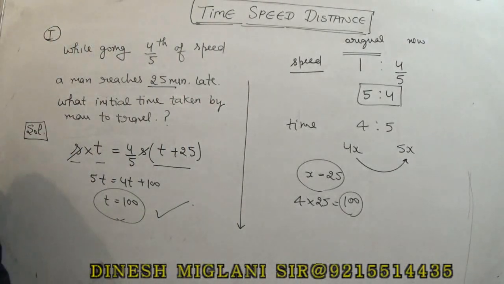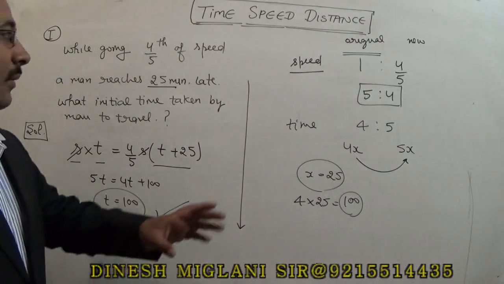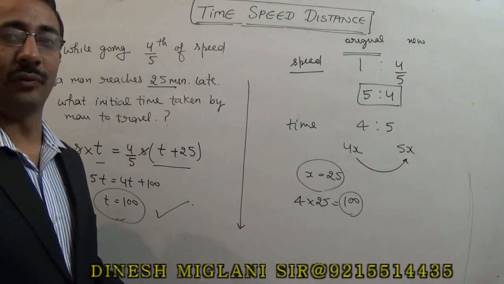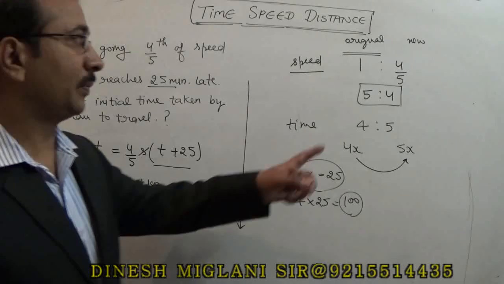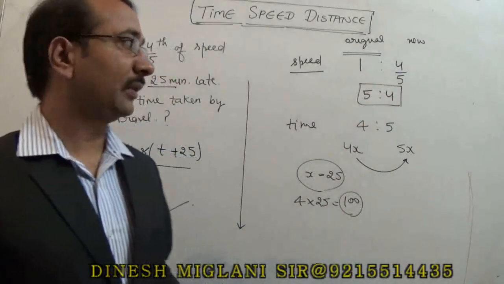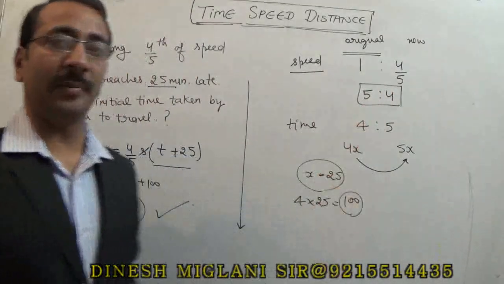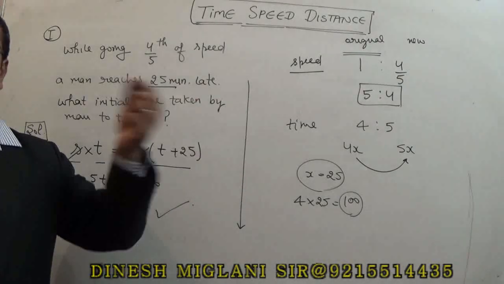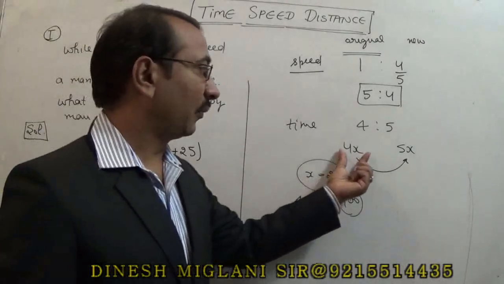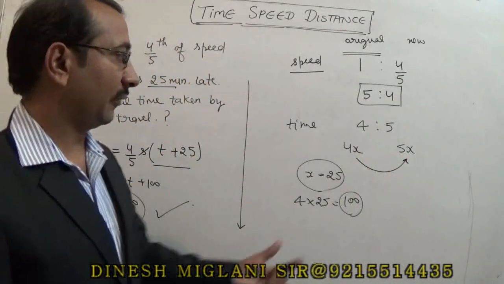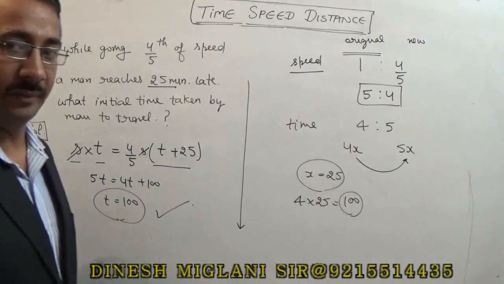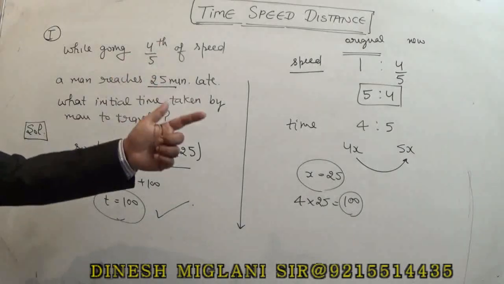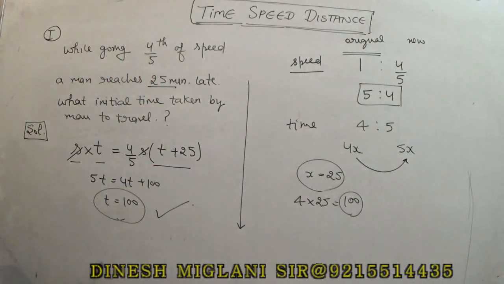Pay attention here to what I have done. This approach is taken as the ratio approach. We have taken that the person goes at 4 by 5th of the speed. If initial speed is 1, he goes at 4 by 5th. It means the ratio of the speed will be 5:4, and we can say the ratio of the time would be 4:5. It means that is 4x, that will be 5x. The difference is x, that is equal to 25. So I can say the original speed time taken by the person is 4 into 25, 100.